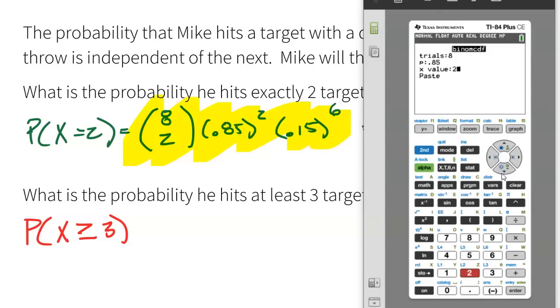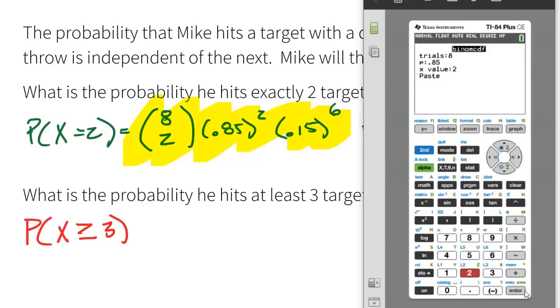Now, why am I doing this? Because again, there's always two ways to answer a probability question. You can find the probability for what the question says, or you could find the probability for what the question does not say, and then do 1 minus that. So I can't do above. Your calculator, binomial, just doesn't do a number or higher. It does a number or lower.